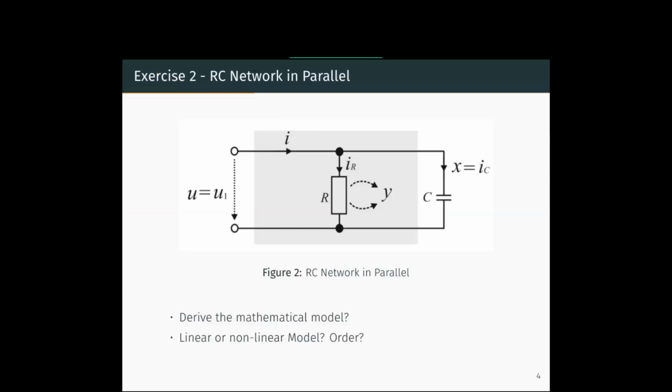Now we look into another example, an RC network. Here we have a resistor and a capacitor kept in parallel, and we need to derive the relation between the input and the output. Again we have this node, and by Kirchhoff's current law the current entering the node is equal to the current leaving it. So I equals IR plus IC. IR is VR divided by R, and IC equals C dVC by dt, where C is the capacitance and VC is the voltage across the capacitor.